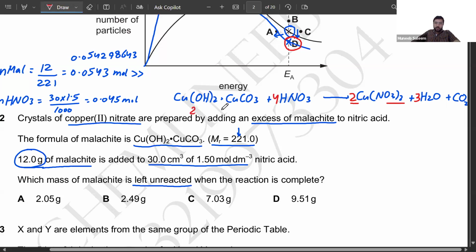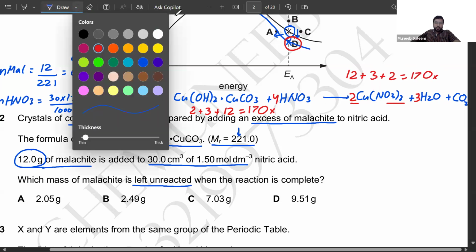You can also check the oxygen atoms. We have 2 plus 3 plus 12, so 17 oxygen atoms on the left side. Similarly on the right side, we have 3, 6, 12, then 12 plus 3 plus 2, so 17 oxygen atoms on the right side. So this whole equation is now balanced.